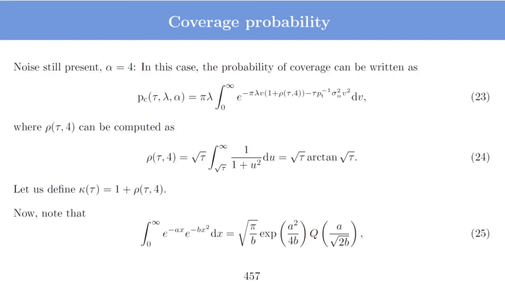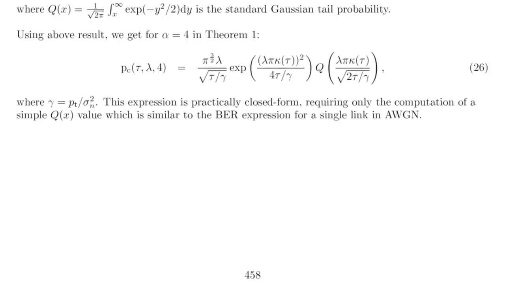For alpha equal to 1, we can also compute the probability of coverage in the presence of noise. In equation 23, you will notice that there is an additional term, tau pt to the power minus 1 sigma square v square, when there is noise. So the whole form you can notice is e to the power minus v into something minus v square into something, dv. So this can be solved by using the form of equation 25, which shows that if you have to integrate e to the power minus ax into e to the power minus bx square dx, you can use this form. Using this, we get the following expression 26, which requires the evaluation of this Q function, but that is fairly easy to compute.